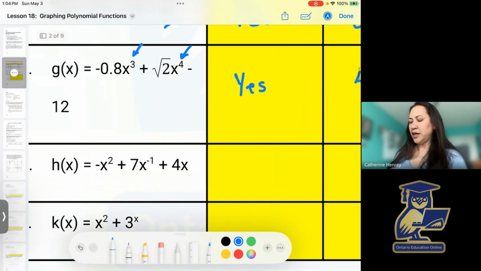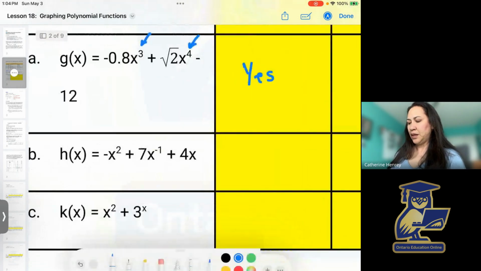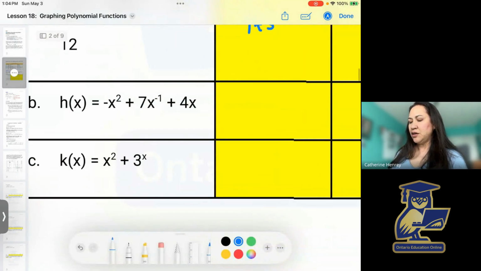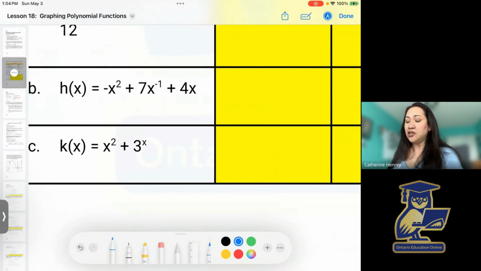So let's take a look at h of x. What you want to notice here is, again, if you're taking a look at the exponents, are they positive whole numbers? This one is 2. This one is a little different. This is negative 1. So that negative 1 automatically tells us that this is not a polynomial. So this is no. And then we don't have to fill in the rest of the chart.